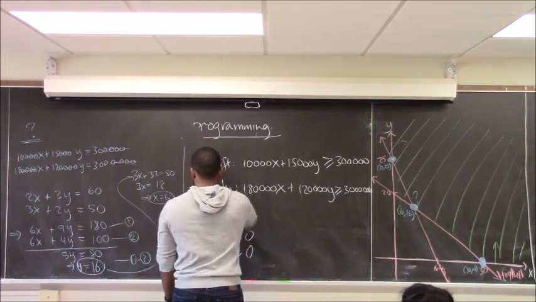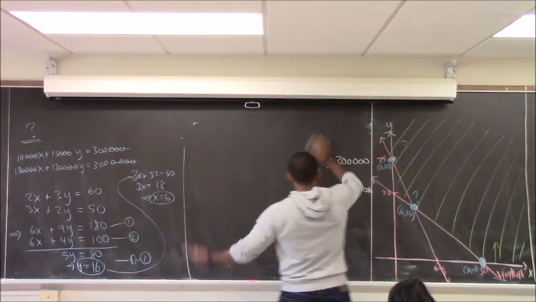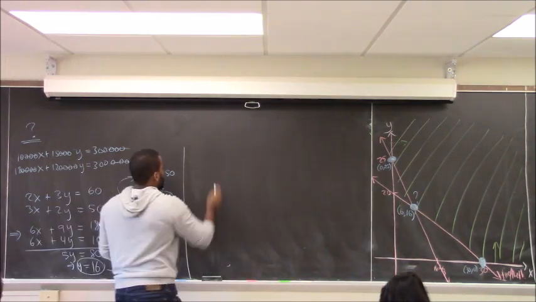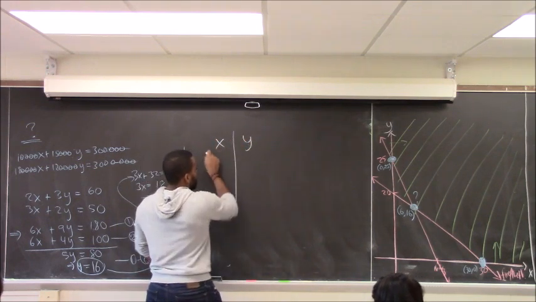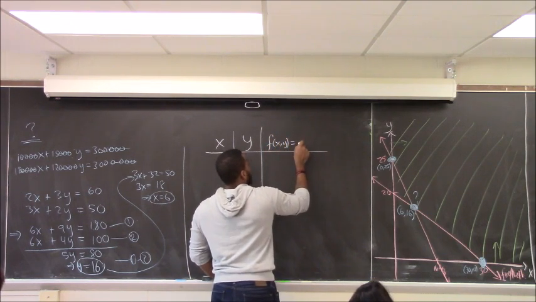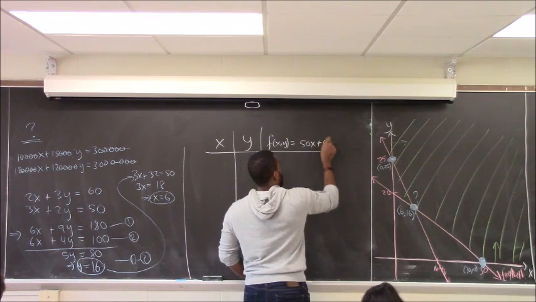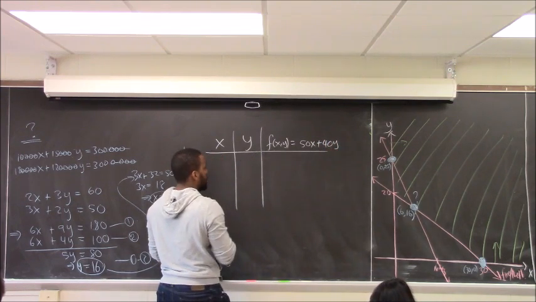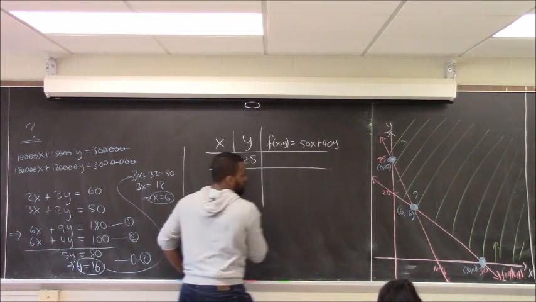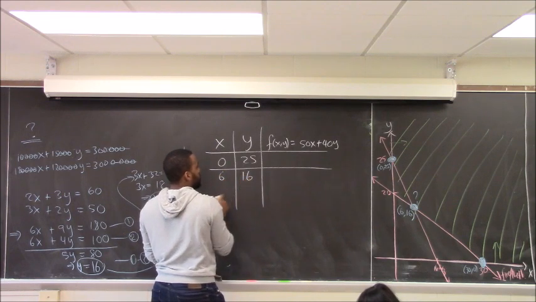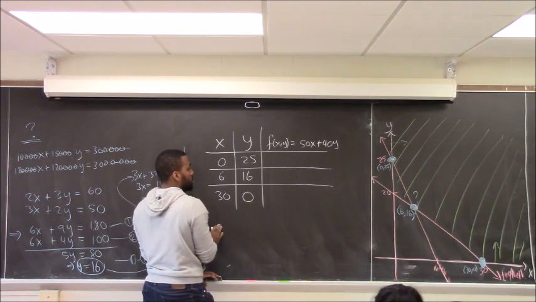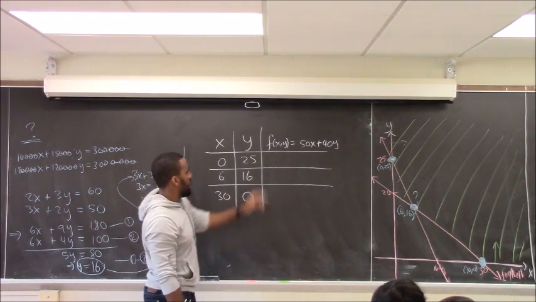And so now what I'm going to do is test those points. This is where we bring in the objective function. So we're going to have x, we're going to have y, and the possibility for f: 50x plus 40y. So the possibilities are no units of A but buy 25 units of B, or I can buy 6 units of A and 16 units of B, or I can buy 30 units of A and no units of B. And then I'm going to plug that into here.